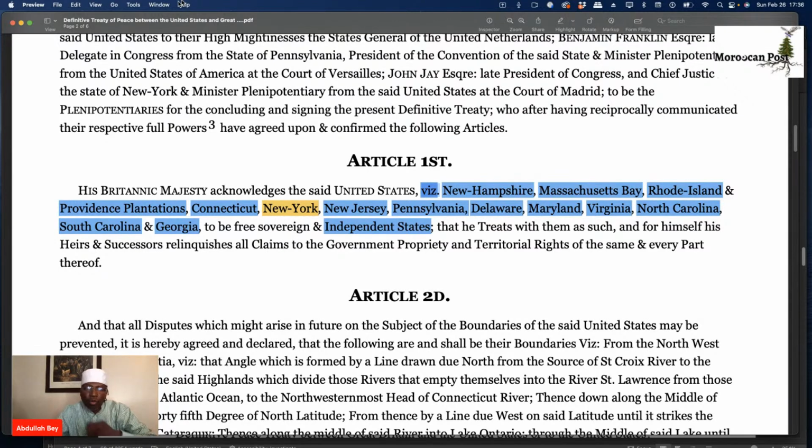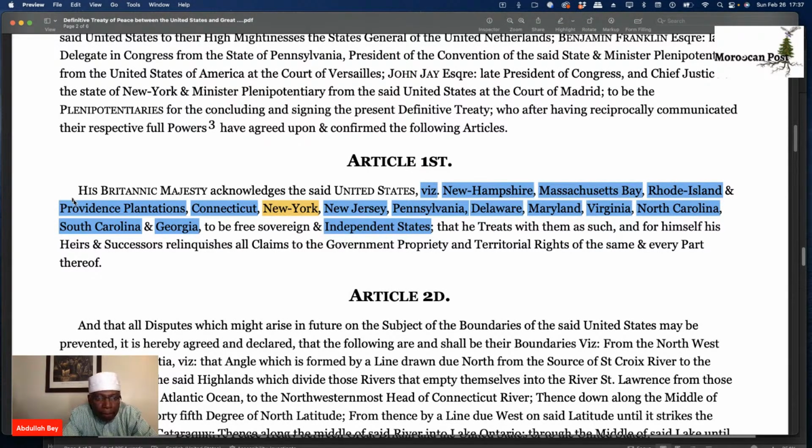All right, so let's look at this. You have the word viz, which is Latin for namely. You have the listing of the 13 original states. You have the word states, which is plural, and you have the personal pronoun of the objective case, them, which is plural. Now, T, I want you to read it without viz in the 13 states. Read it without the viz in the 13 states.